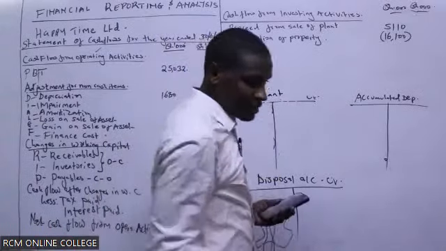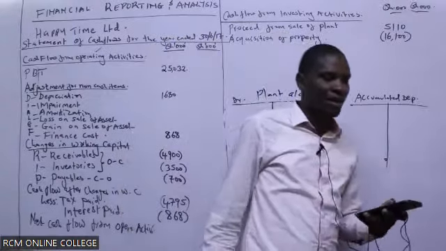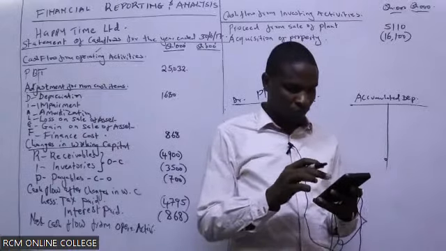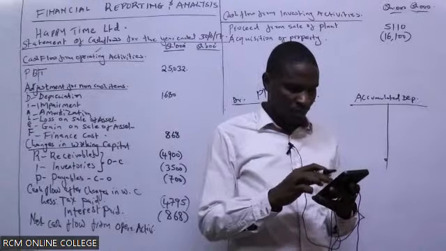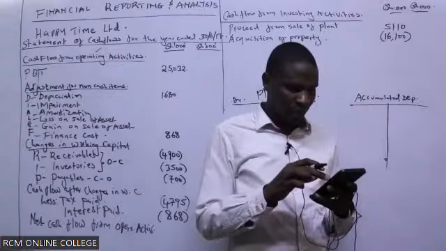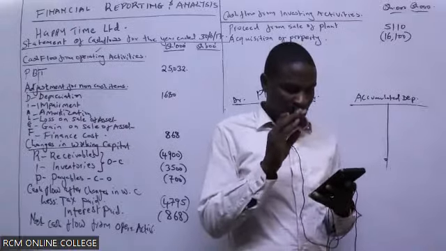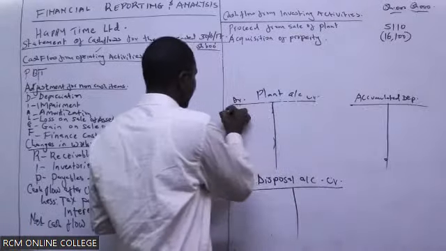Now, plant is an asset. So it has a debit balance. Now check what is our balance that was brought down for our plant. Now we are under plant, tafadhali. We are under plant. Balance brought down. Angalia additional information. We had 75,600.